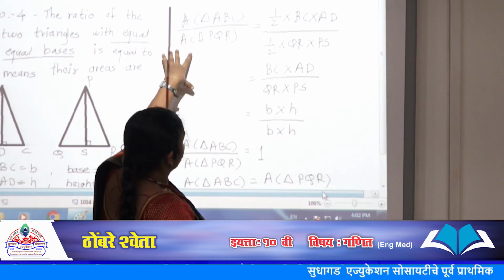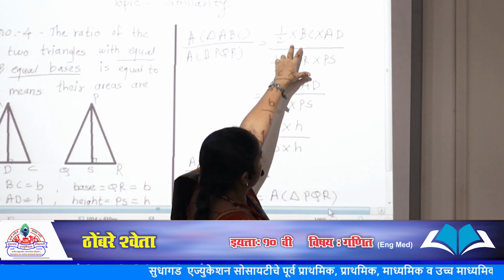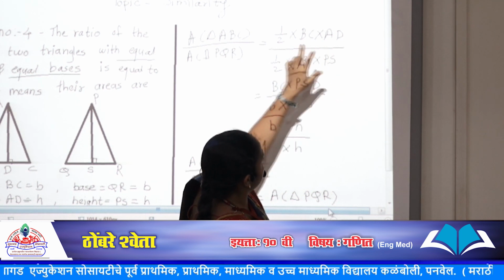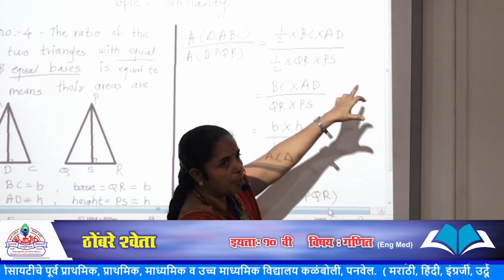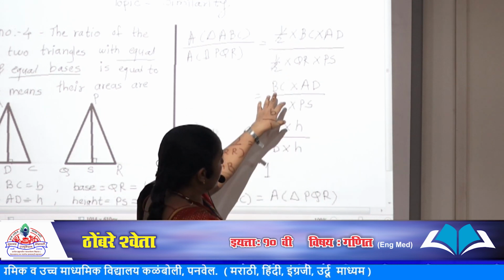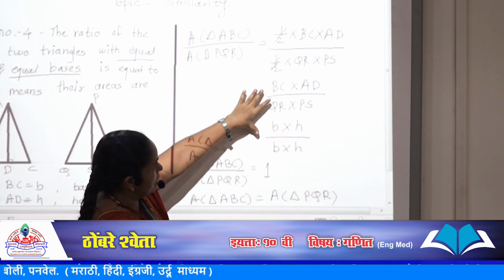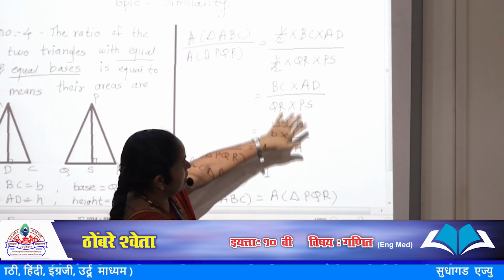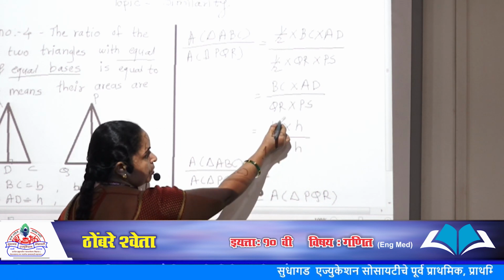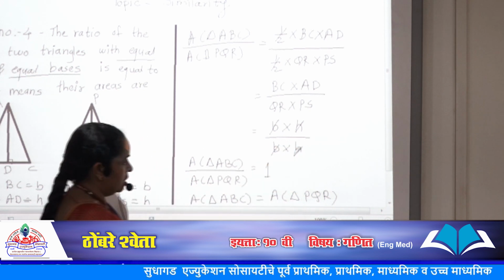Here we take the ratio of the areas of triangle ABC and triangle PQR is equal to, once again use the same formula, that is 1 upon 2 into base into height. So 1 upon 2 into BC into AD upon 1 upon 2 into QR into PS. Again here 1 upon 2 gets cancelled. What is the remaining? BC into AD upon QR into PS. Again we replace BC by B, AD by H, QR by B, and PS by H. Again this B gets cancelled, which is the same. H will also get cancelled. So what is remaining here?